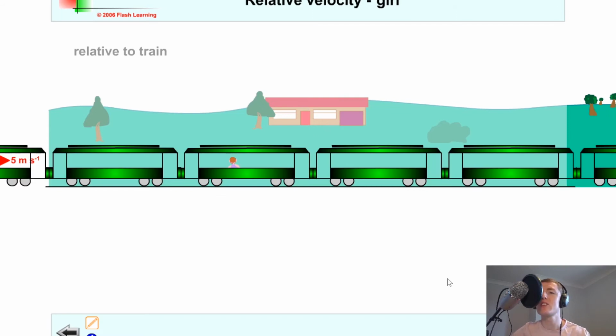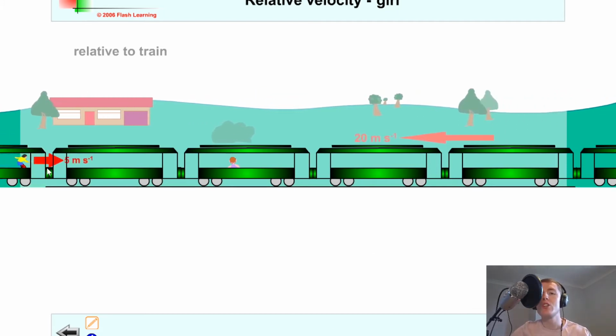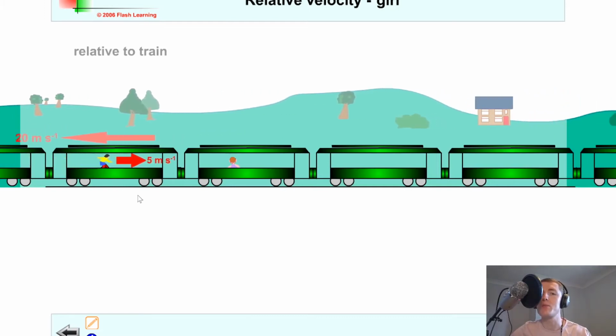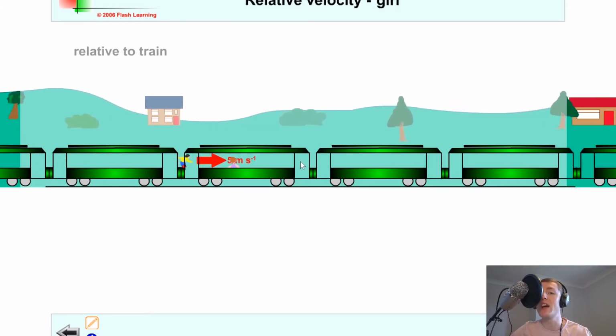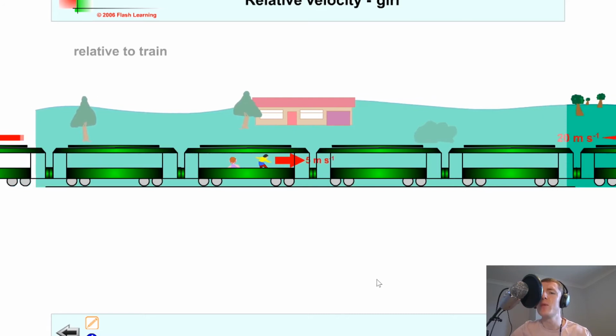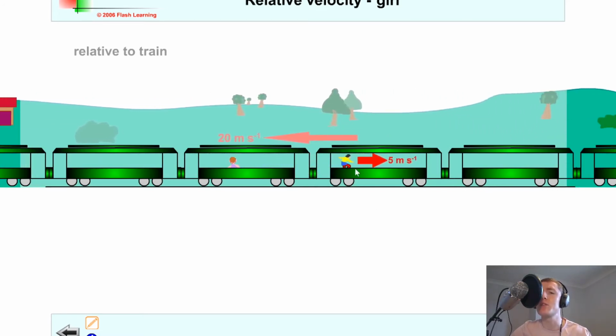And lastly, let's just assume we had another observer that was standing on a platform at the side, and they were observing what's happening on board the train. If I click play here, because the train is now moving to the left at 20 meters per second, and the girl is moving to the right at 5 meters per second, they would see the girl moving at 15 meters per second to the left.